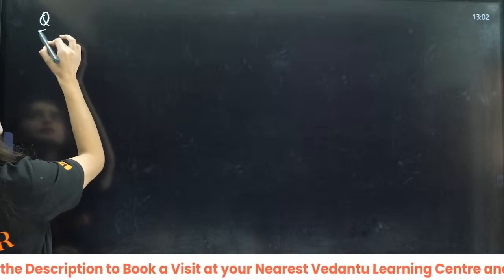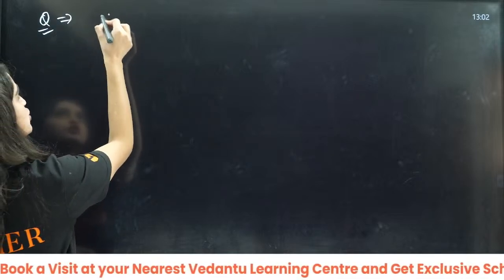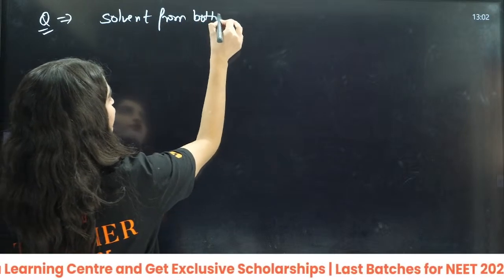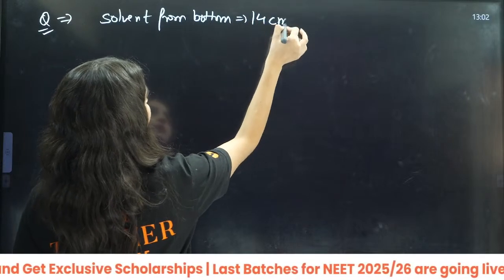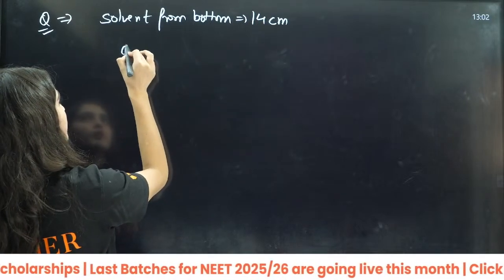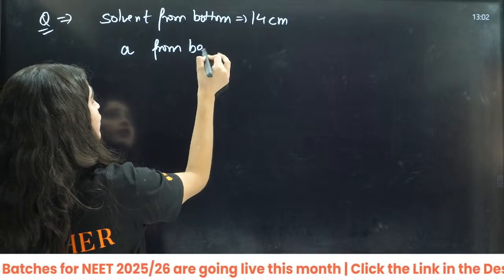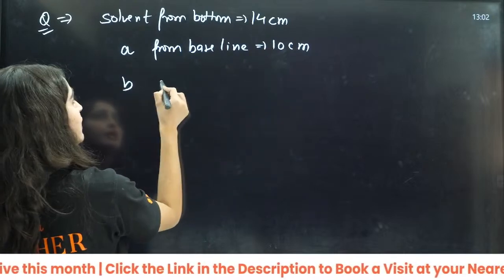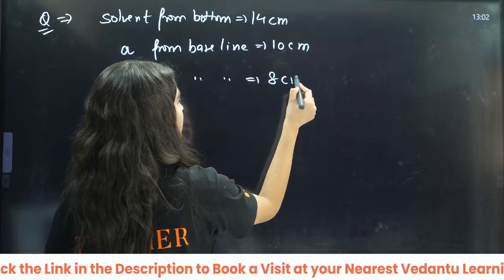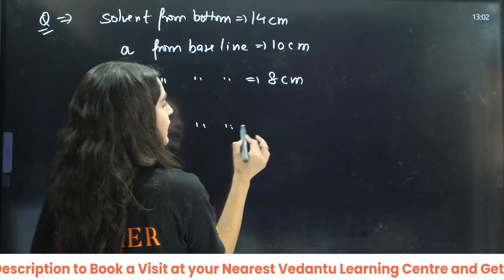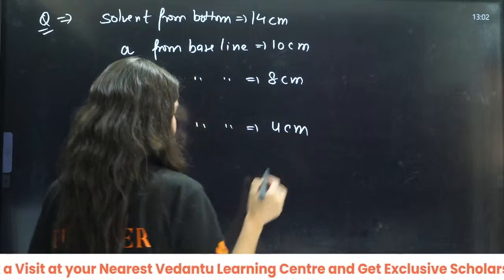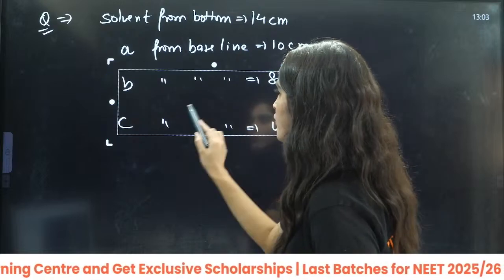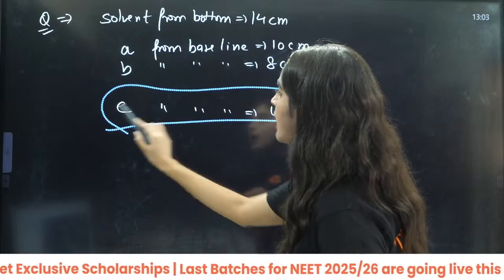So the question is: distance of solvent from the bottom is 14 centimeter. Distance of component A from baseline is 10 centimeter. B from baseline is 8 centimeter. C from baseline is 4 centimeter. Now you have to tell me the retardation factor of all of them. What is the retardation factor?